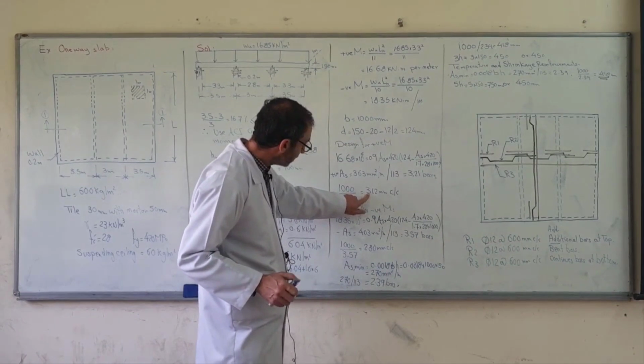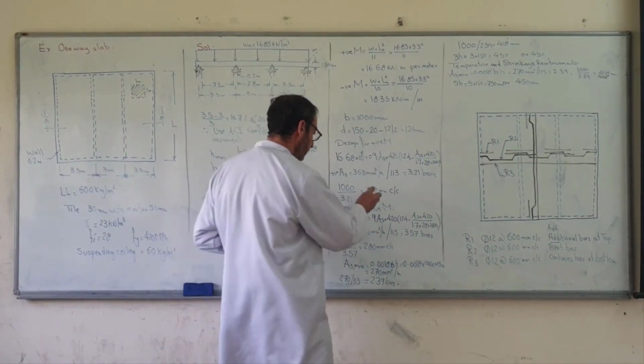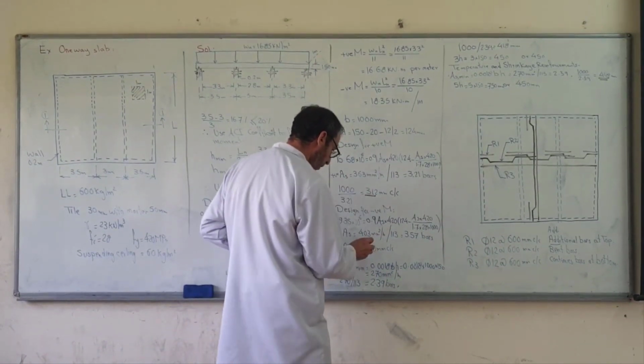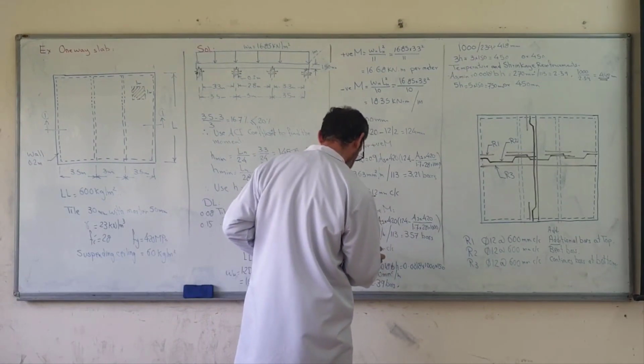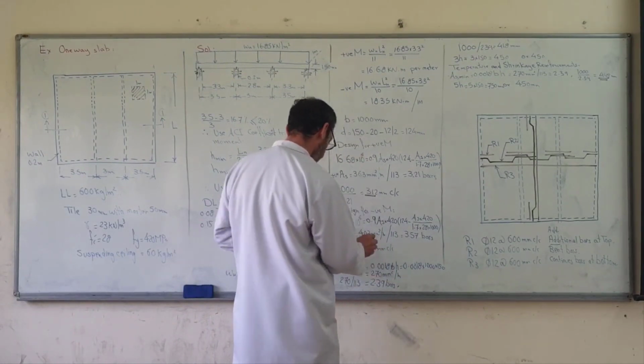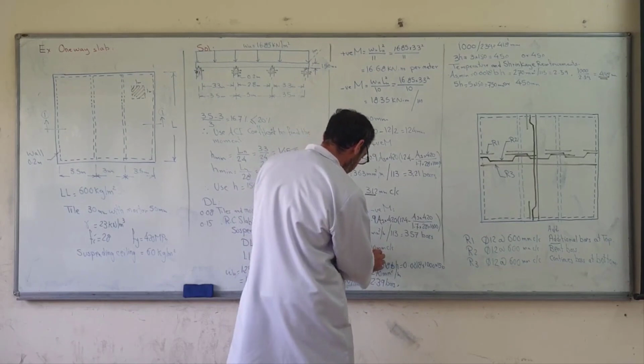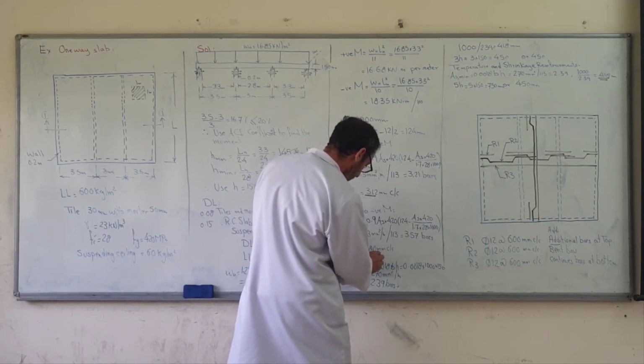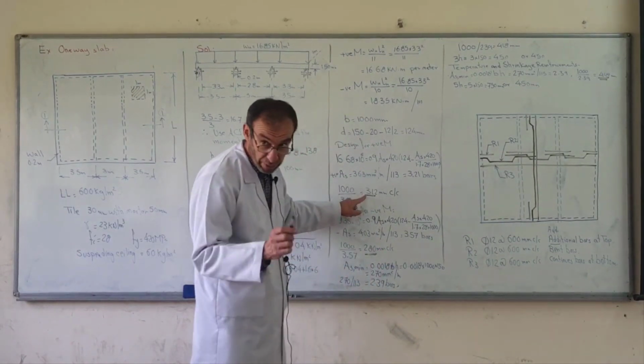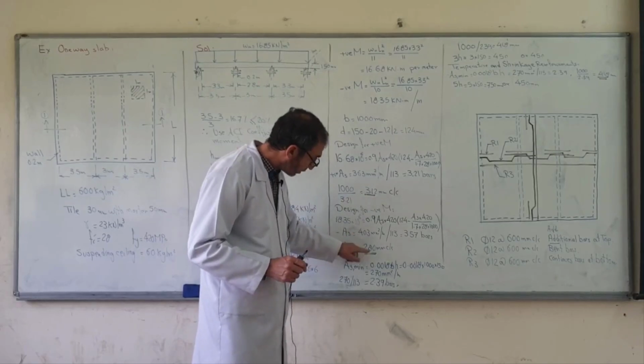Now the calculation shows 12 at bottom, and at top it shows 280 millimeter as a distance between the bars. The spacing between the bars is 280.